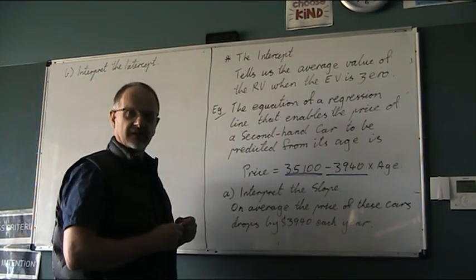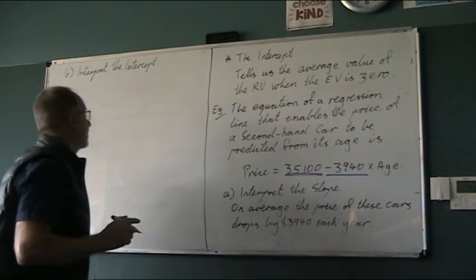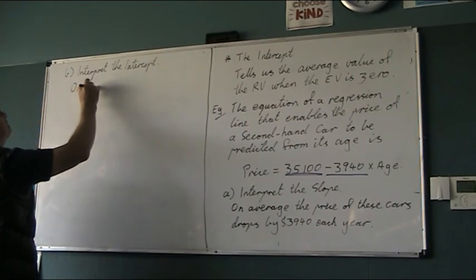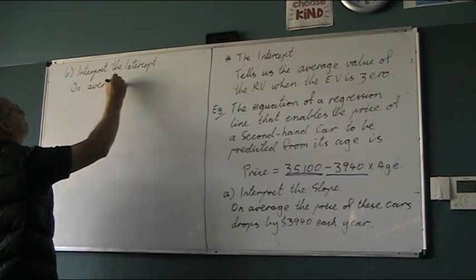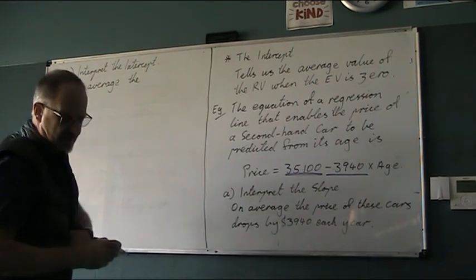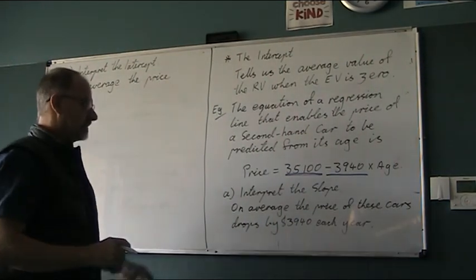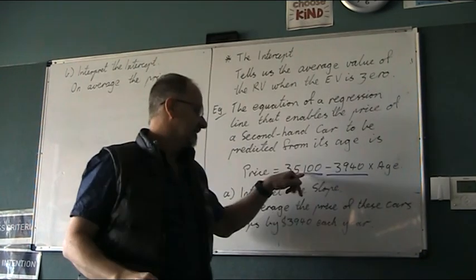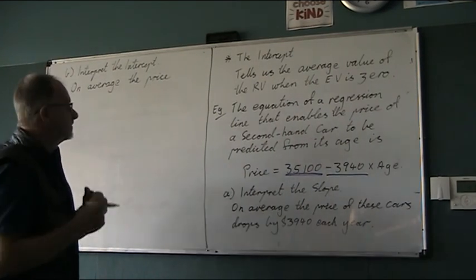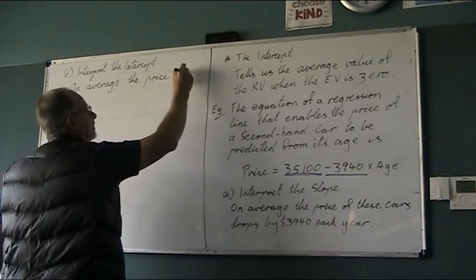Starting price, the new car price, yeah. Alright, so this intercept is when the age is zero. So again, we use the word average in there, so on average. Alright, if you're particularly good at negotiating, you might be able to get a discount from the car yard. And in this case, because we're talking about cars, and the intercept is when age equals zero, cars of zero age would be new cars, so we would try and use those kind of words.